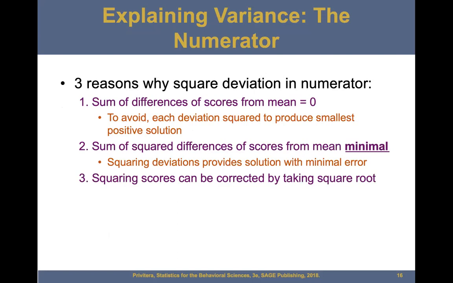To avoid that, each deviation is squared to produce the smallest positive solution. The sum of the squared differences from the mean is minimal. Squaring the deviations gives you minimal error. Squaring the scores can be corrected by taking the square root, because the standard deviation is the square root of the variance.